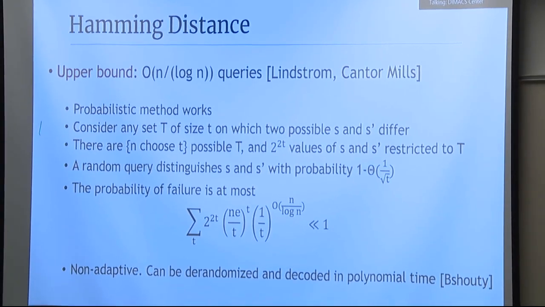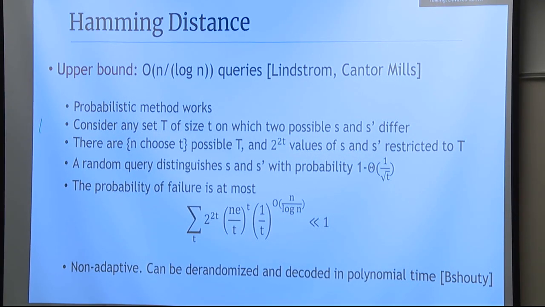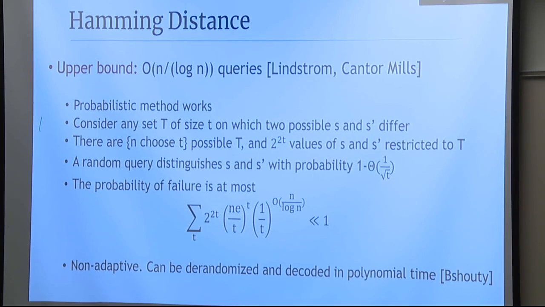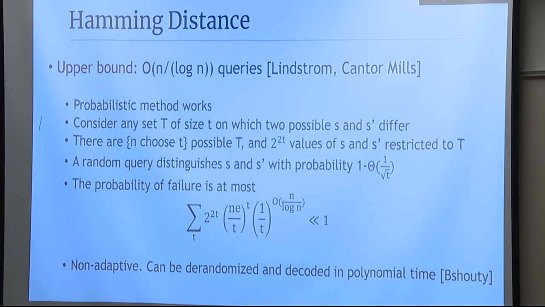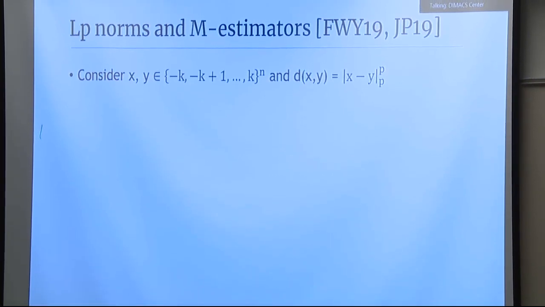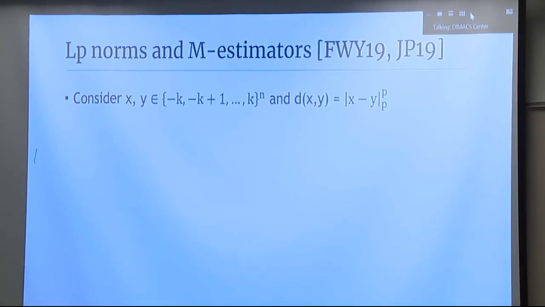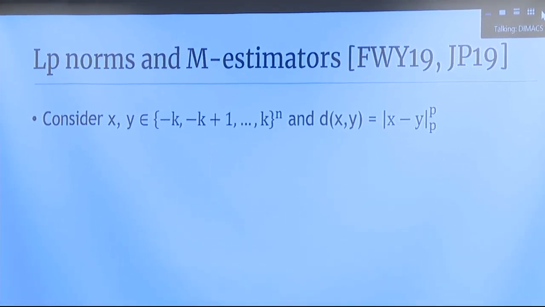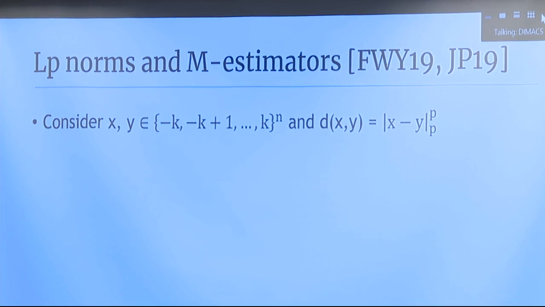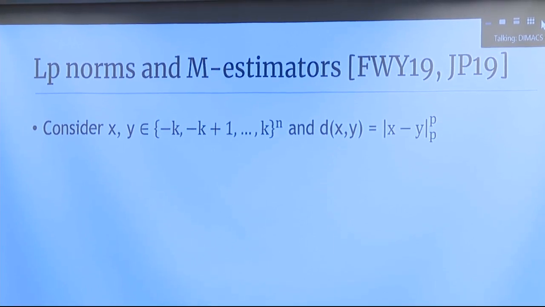And there's this really nice work of Bshouty that studies explicit decoding matrices, or distinguishing matrices, for this problem. It uses some nice Fourier analysis. I'm not going to get into that, but the point here is n over log n is the right answer for Hamming distance. And these ideas were extended in a few works with Fernandez and Yasuda and by Jiang and Polyanskiy to other natural distance measures, so LP norms and M-estimators.